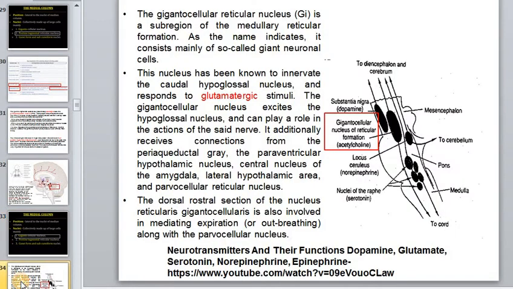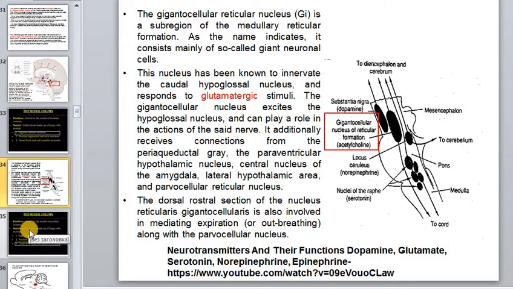So this part of the reticular formation, the gigantocellular reticular nucleus, is a subregion of the medullary reticular formation, and within this region the nucleus is glutamatergic. So glutamate is the neurotransmitter of this area. I will leave links about these neurotransmitters, as usual, in the description of this video. And here we see this part of the nuclei, and we will see its location even better later.